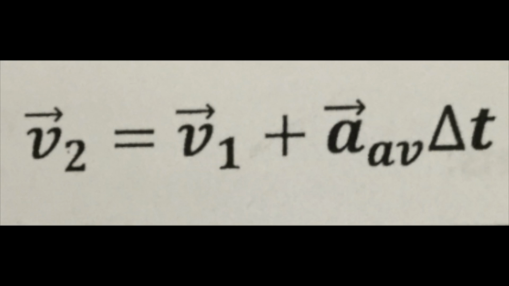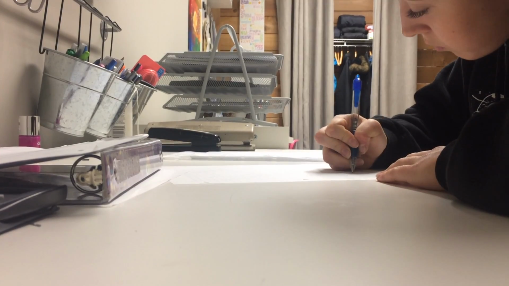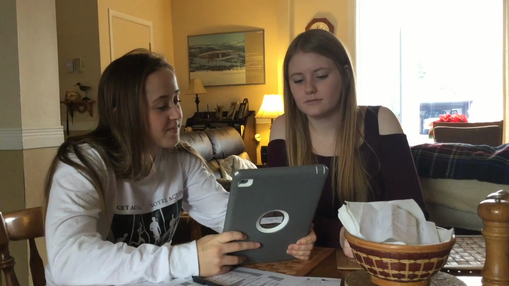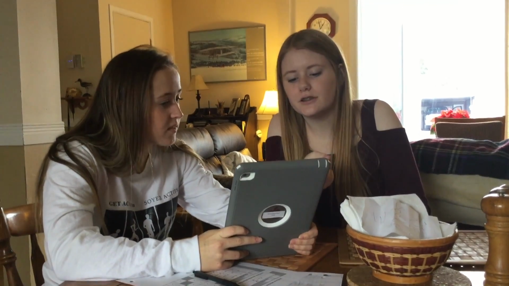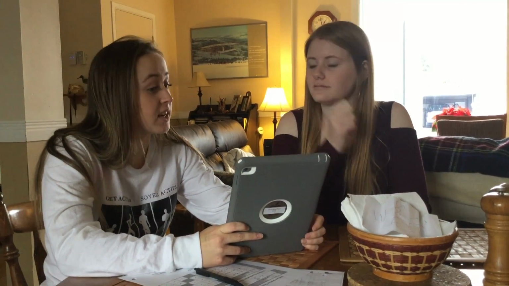Oh, her acceleration was 0.14 meters per second squared. So how fast will she be going at the bottom of the hill? Well, you just use our first kinematic equation to figure out the final velocity. Oh, so her final velocity is 3.78 meters per second. Yes, so she won't be accelerating by very much, but she'll be going pretty quickly at the bottom.